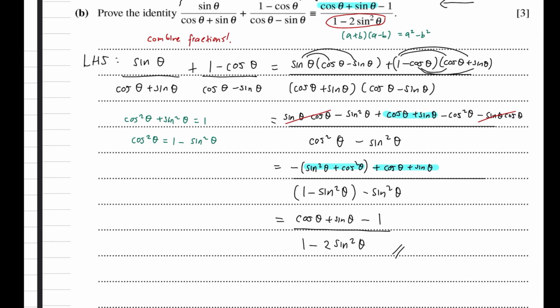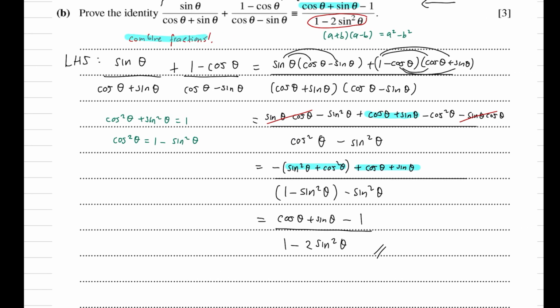So the tips is combine fractions and then expand. You can expand and then you can utilize this formula. You can substitute cos square, you can substitute sine square, but depends on what you need. You have to refer to the goal, which is the right hand side.